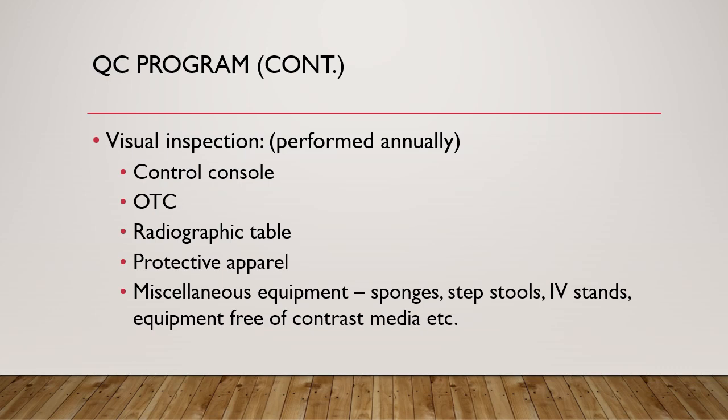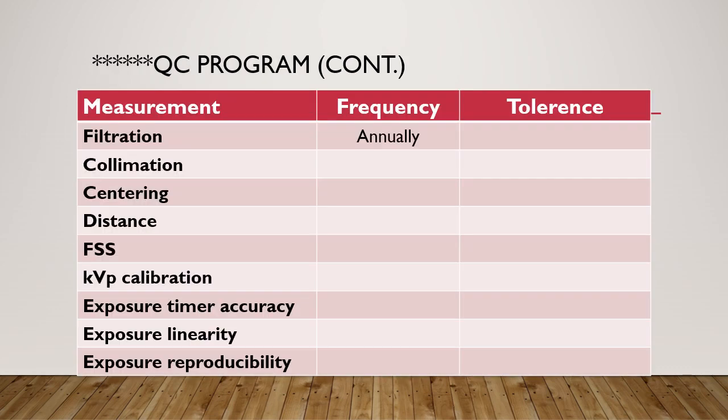Visual inspection, which is performed annually, is on the control panel, the overhead tube crane, the radiographic table, protective apparel, and miscellaneous equipment such as sponges, step stools, IV stands, and equipment free of contrast media, etc. So this chart is something that you can complete after going through the video, and it's also in your worksheet.